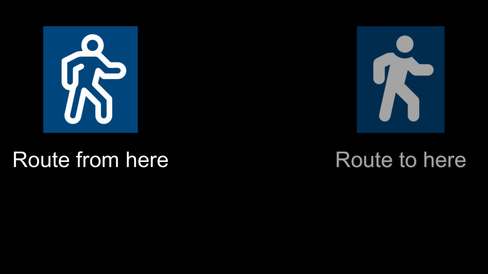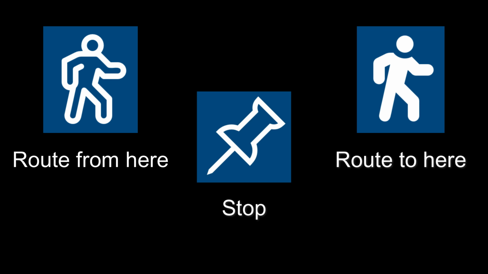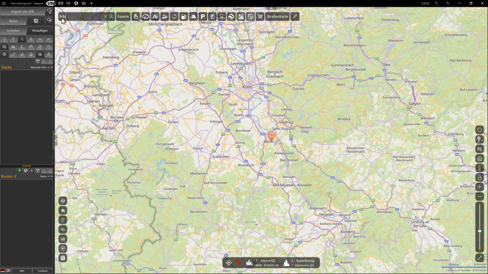In the following, we refer to the symbols with the little man as route from here and route here. We call the inclined pin needle a stop in the further course. Let's come to an example. I delete all routes, search for Adenora 1 in Bonn, and click on the button Route from here.